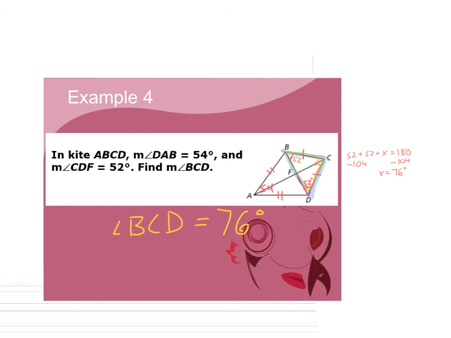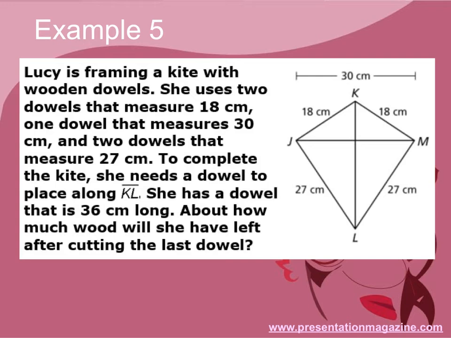Okay, so ready for the next one? Last example. Austin, you want to read it for us? Yep. Lucy is framing a kite with wooden dowels. She uses 2 dowels to measure 18 centimeters, 1 dowel that measures 30 centimeters, and 2 dowels that measure 27 centimeters. To complete the kite, she needs a dowel to place along KL. She has a dowel that is 36 centimeters long. How much wood will she have left after cutting the last dowel?